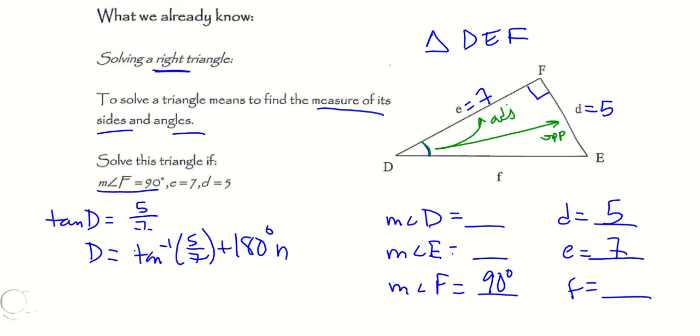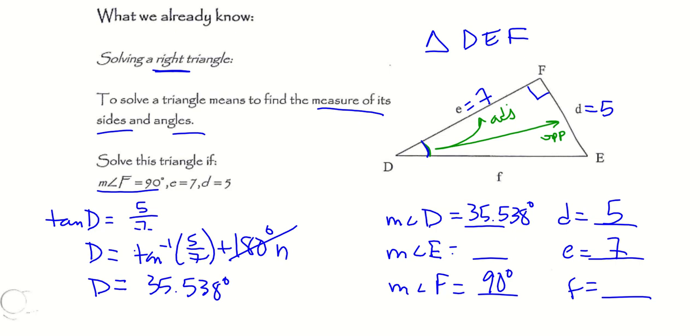So I find the inverse tangent of 5/7, and I get that the measure of angle D is 35.538 degrees. Now we know that D is one of the acute angles of this right triangle. It has to be less than 90, so adding 180 is not going to give me an angle of a triangle. And I now know what the measure of angle D is. D is 35.538 degrees. So I'm left with finding E and F, right?